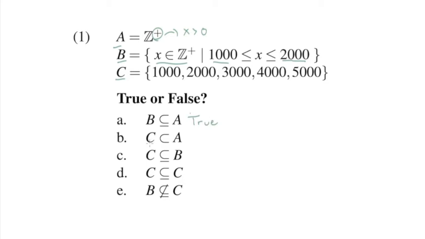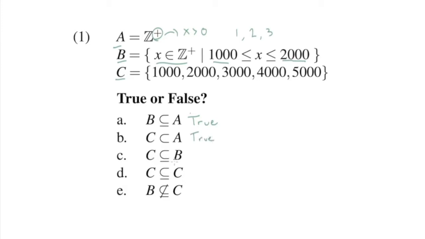Okay, let's look at the next one. Is C a proper subset of A? So that means that A has to have additional members beyond the members of C. Okay, so C is the set containing 1,000, 2,000, 3,000, 4,000, and 5,000. So all of those are positive integers. All of those are in the set A. So C is a subset of A. Now, is it a proper subset? If it's a proper subset, then A has to have additional members. So we know A has additional members. So A includes, for example, 1, 2, 3. All of those are in A, but not in C. So C is a proper subset of A, so this is true as well.